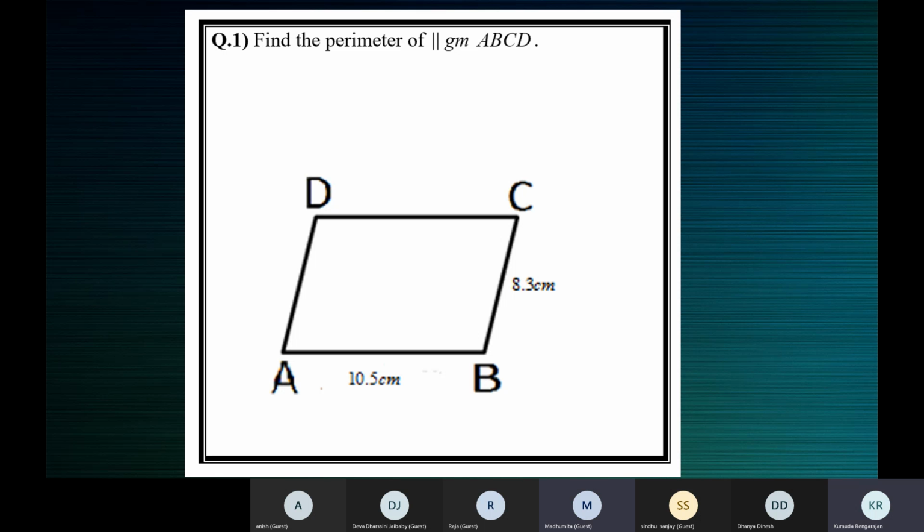Opposite sides are equal, ma'am. Yeah, so we make use of the properties of a parallelogram. In a parallelogram, opposite sides are equal. So if AB is 10.5 centimeters, what is the length of CD? 10.5 centimeters. And if the length of BC is 8.3 centimeters, then AD is also 8.3 centimeters.